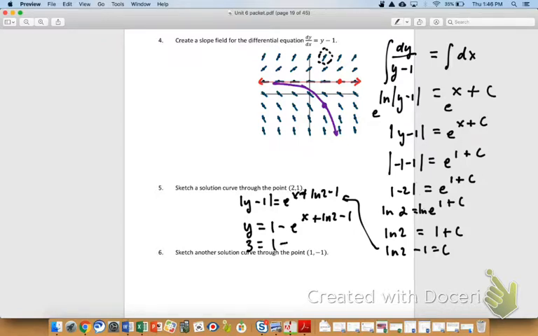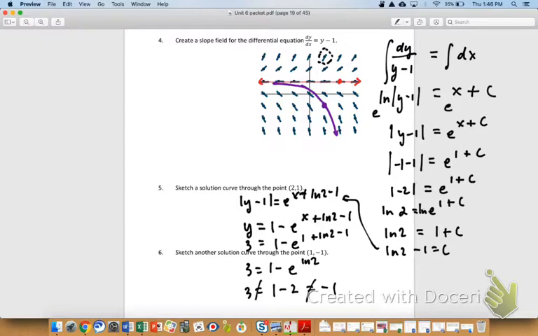It'd be 1 minus e to the... Yeah, 1, 3. So it'd be 3 equals 1 minus e to the 1 plus ln of 2 minus 1. Hope I have enough room to do this. It'd be 3 equals 1 minus e to the ln of 2, correct? So 3 equals 1 minus 2. Oh, wait, we have a major problem. It doesn't fit the initial condition.